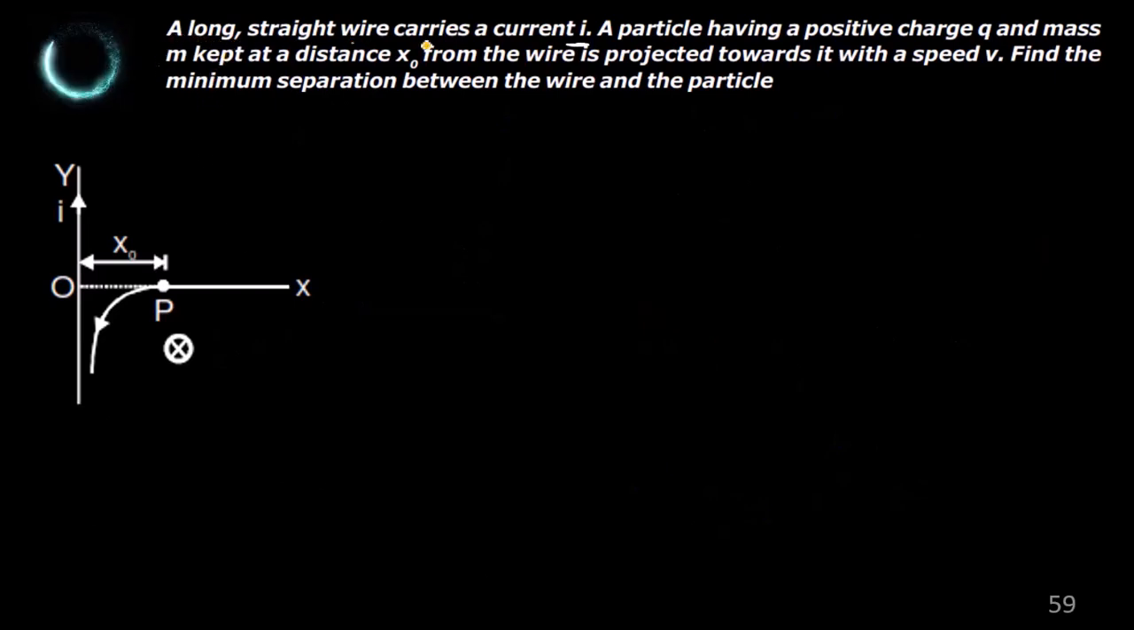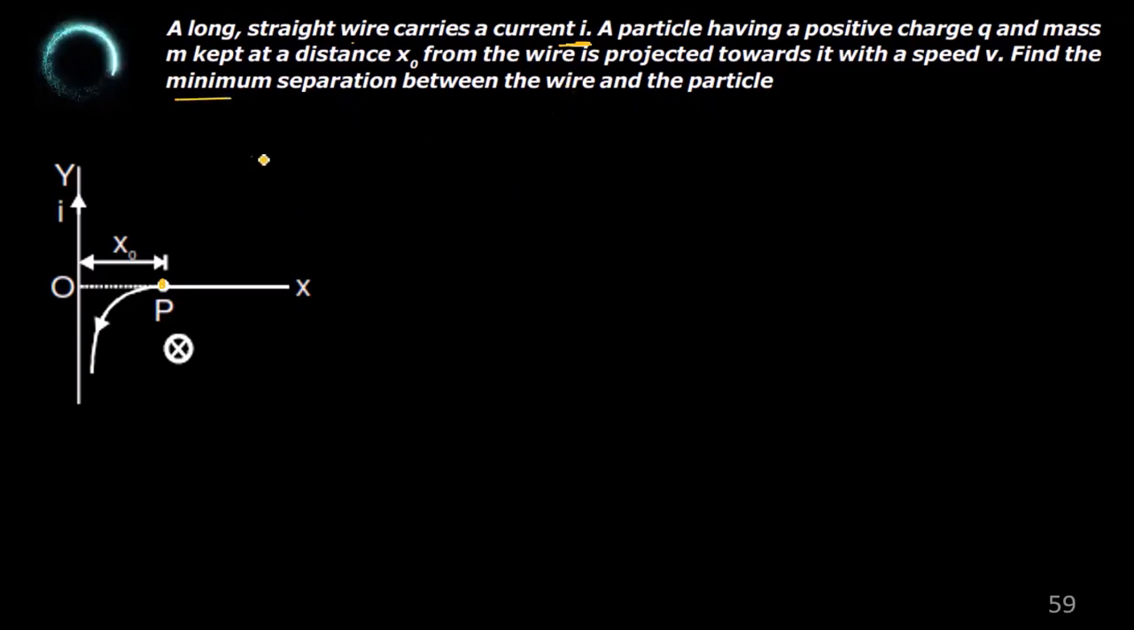There is a long straight wire that carries a current I, and a particle at point P is projected with a velocity v towards the wire from a distance of x naught. Once it is projected, it will be deviated in the presence of the magnetic field, and you are asked to calculate the minimum separation between the wire and the particle.